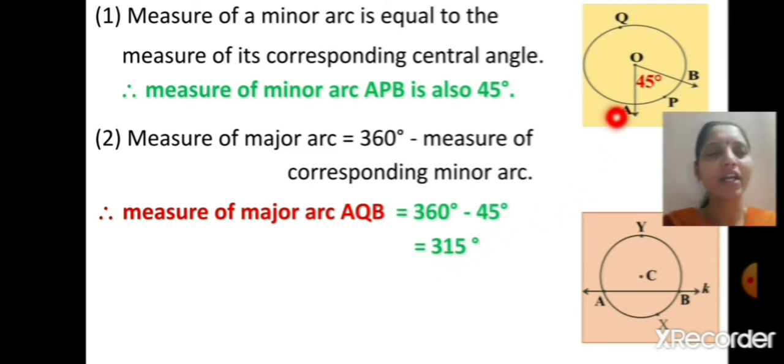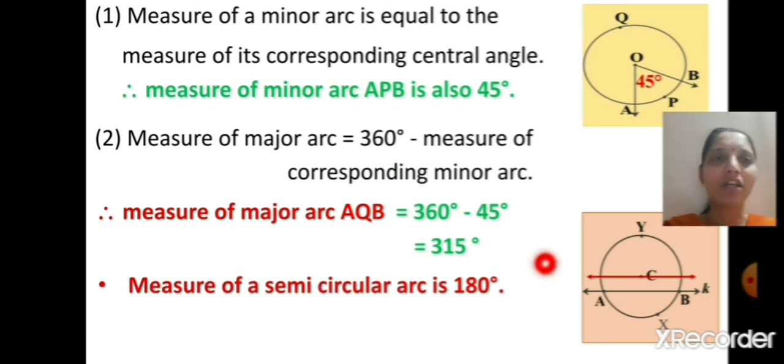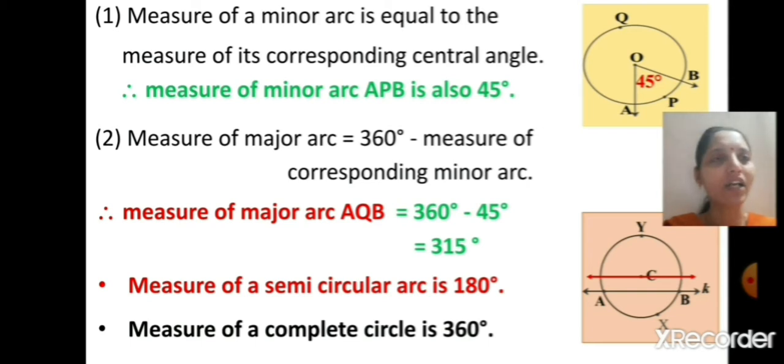Now, similar to the central angle, this secant also divides the circle into two parts. The smaller part is called the minor arc and the bigger part is called the major arc. Now if the secant is passing through the center, then the circle is divided into equal halves, and each half is called a semicircular arc. The measure of the semicircular arc is 180 degrees and the measure of the complete circle is 360 degrees. All these are important points, you should remember this.